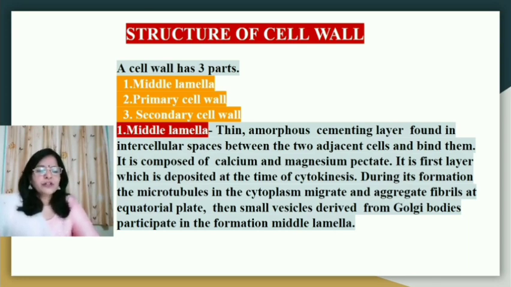It is the first layer which is deposited at the time of cytokinesis. During its formation, microtubules in the cytoplasm migrate and aggregate fibrous at the equatorial plate. Small vesicles also produced from the Golgi bodies assemble or are deposited at the portion of the cell plate, which further produces the middle lamella.